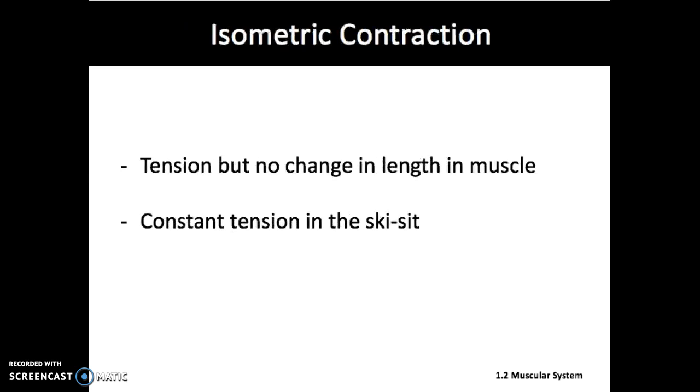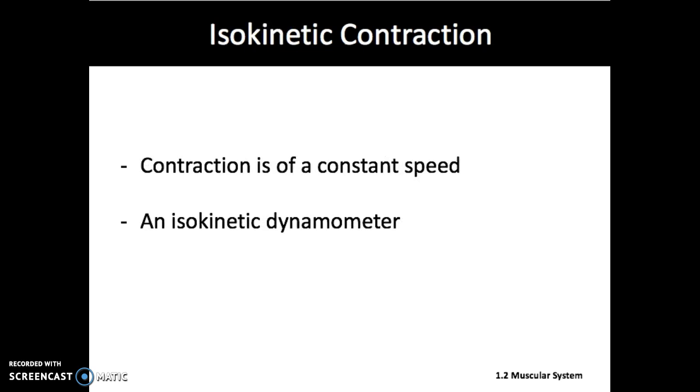The third of the four types of contraction is isometric contraction. During this contraction, there is tension created, but the muscles do not change in length. A sporting example of this would be the ski sit. The last type of contraction is isokinetic. An isokinetic contraction is where the muscle contracts and shortens at a constant speed. An example of this would be the isokinetic dynamometer.